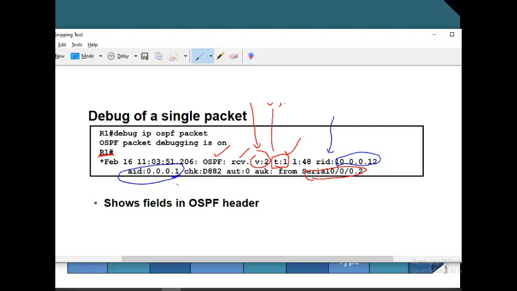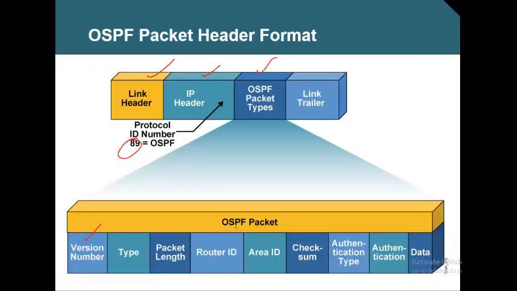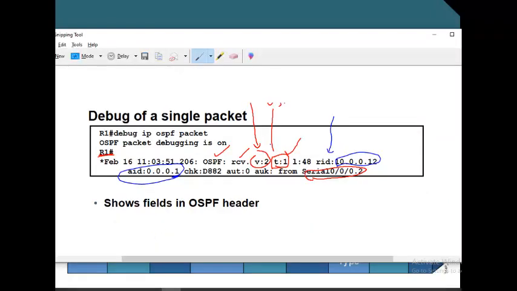Area ID is 32-bit. But mostly you don't see people typing the 32-bit. You don't see people typing 0.0.0.1. If you say 1, it will take it as 0.0.0.1. So if you go back here also it is explained. Version, type. What type you saw there? It's a hello packet, type 1.